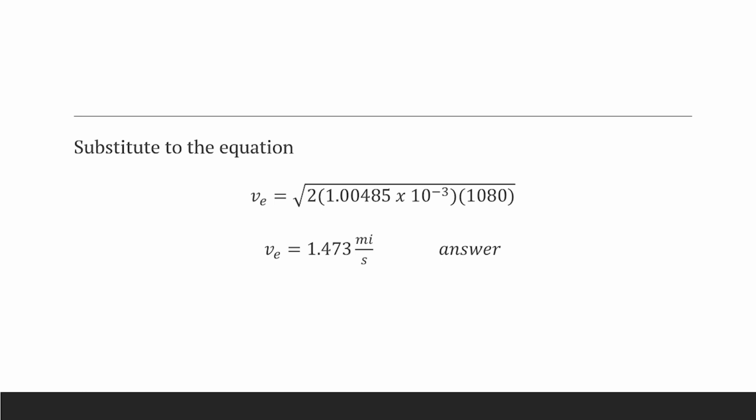Ayun. So, that is how we solve differential equations class, or that is how we solve escape velocity using differential equations. So that is it for this video.